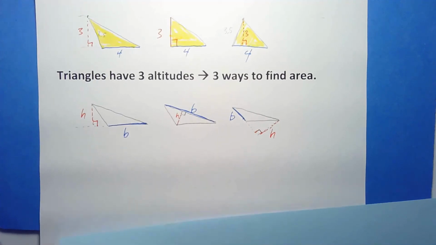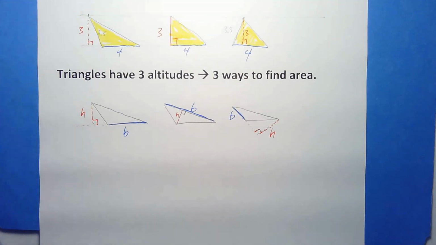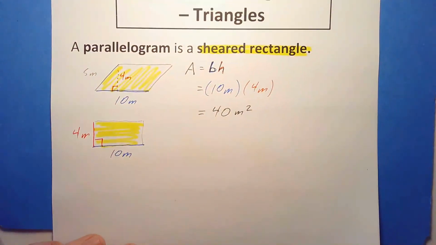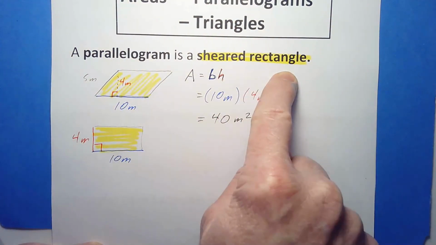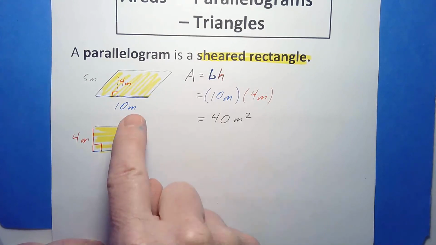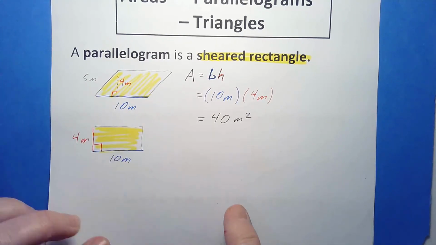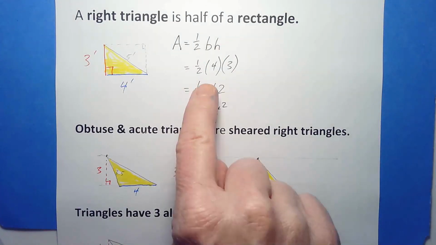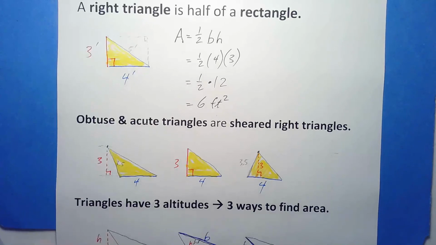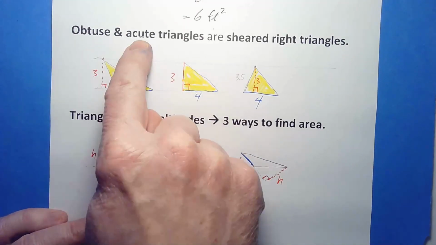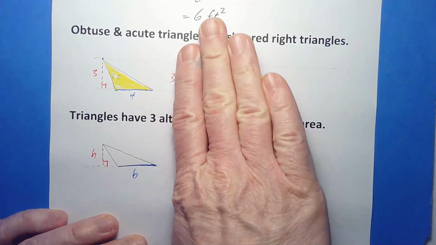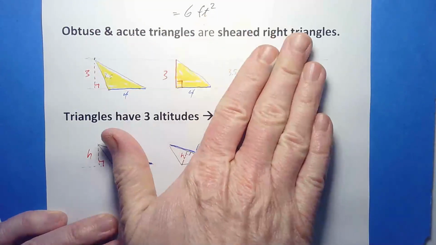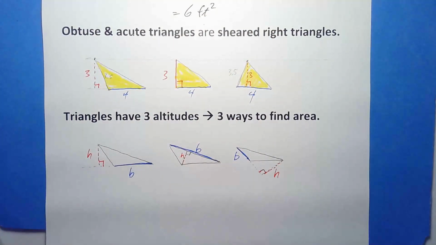Okay? All right, so again, if you're stuck, if you don't remember the formulas, just remember, pretend you have a stack of 3x5 cards and you're kind of shifting it around. Think of a parallelogram as a sheared rectangle. That's why area equals base times height. It's the height, not the side, that matters. Triangles, on the other hand, right triangles, half of a rectangle. Well, that just means it's 1/2 of base times height. Finally, imagine that obtuse and acute are just a sheared right triangle. All right, I sheared it over this way, or I sheared it over this way. And when you need to, there are 3 different ways to find the area.